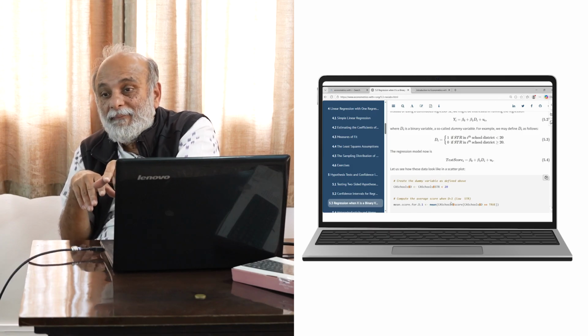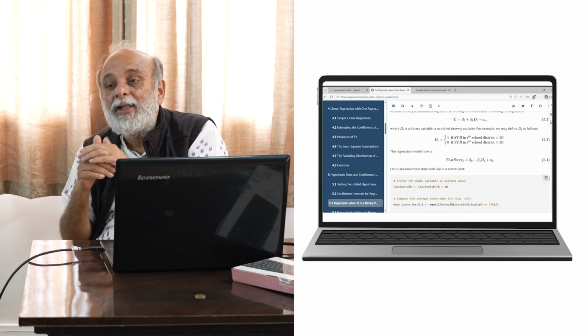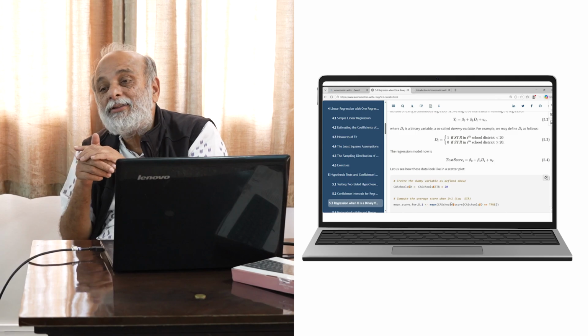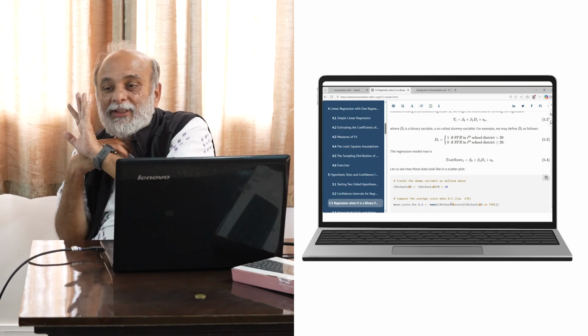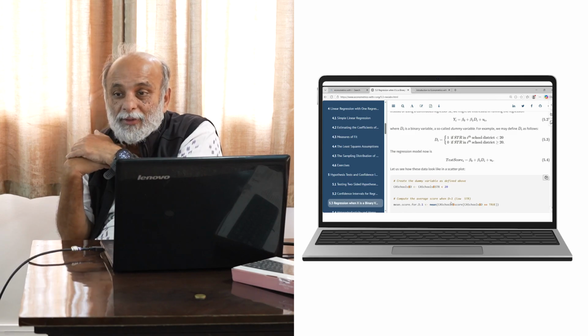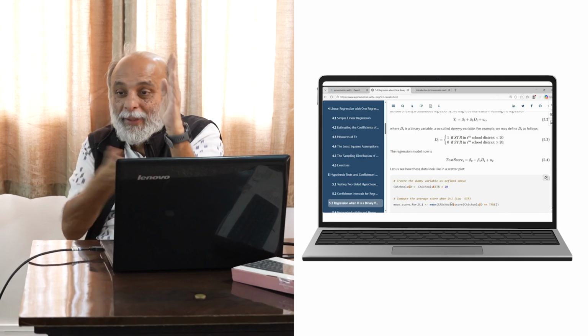But then what does the intercept represent in a linear regression model? In a linear regression model, the intercept merely represents the conditional mean of y when x is 0. That's all, or at the beginning of the data.